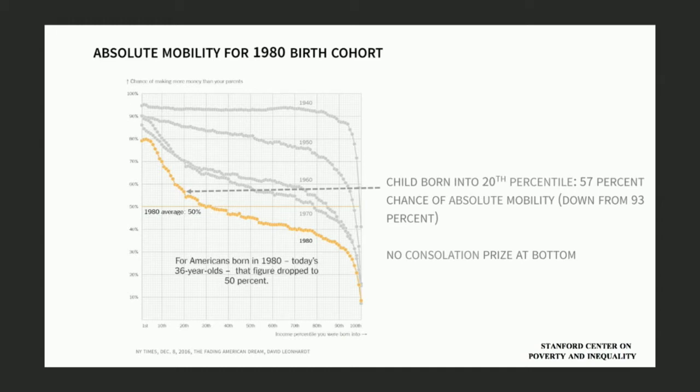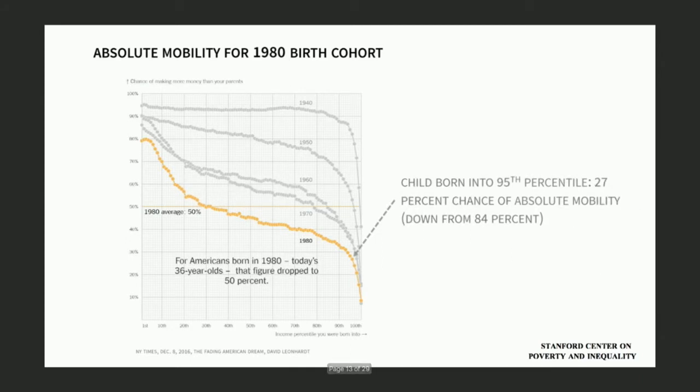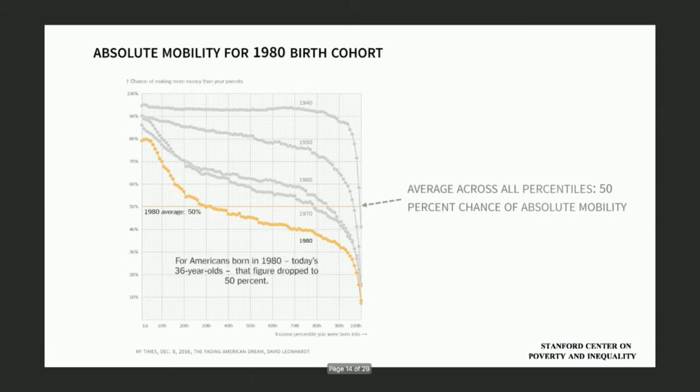So you don't get a consolation prize anymore if you're born into poverty. In the past, if you were born into poverty, at least you'd do better than your parents. You'd exit poverty with very high chances. Now it's just a little bit better than a coin flip that you'll actually make more than your parents even when you're born into poverty. And what if you're born into the 95th percentile? Now you only have a 27% chance of doing better than your parents, down from 84%. And if you average across all percentiles in the 1980 birth cohort, just about 50% do better than their parents.